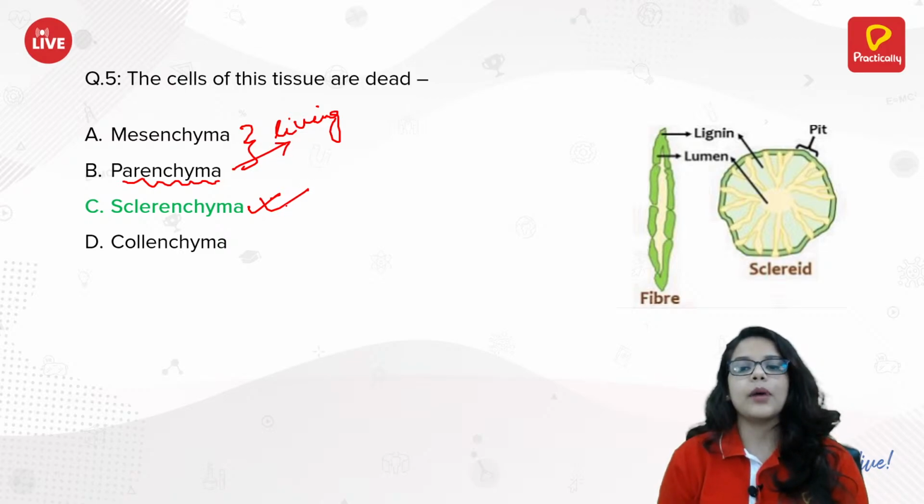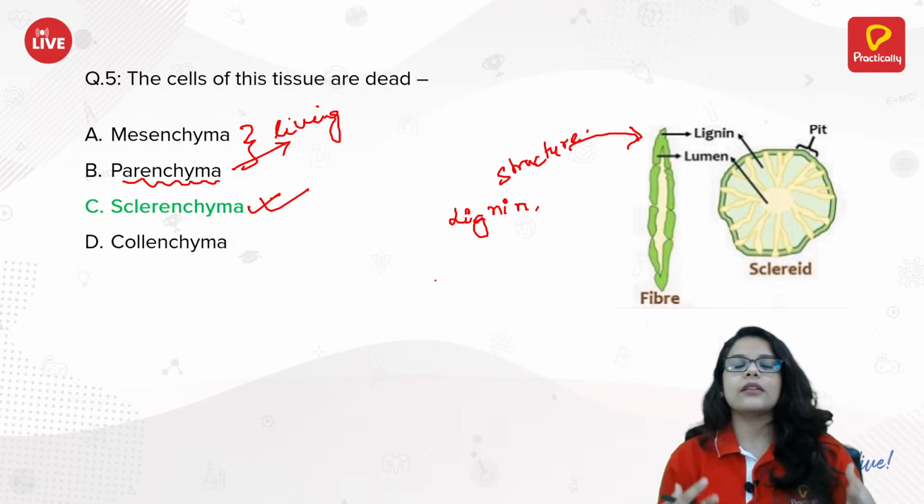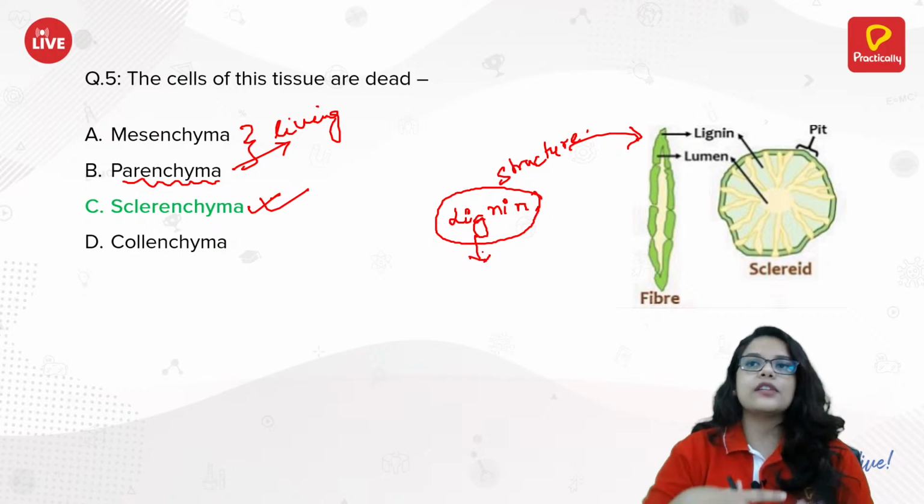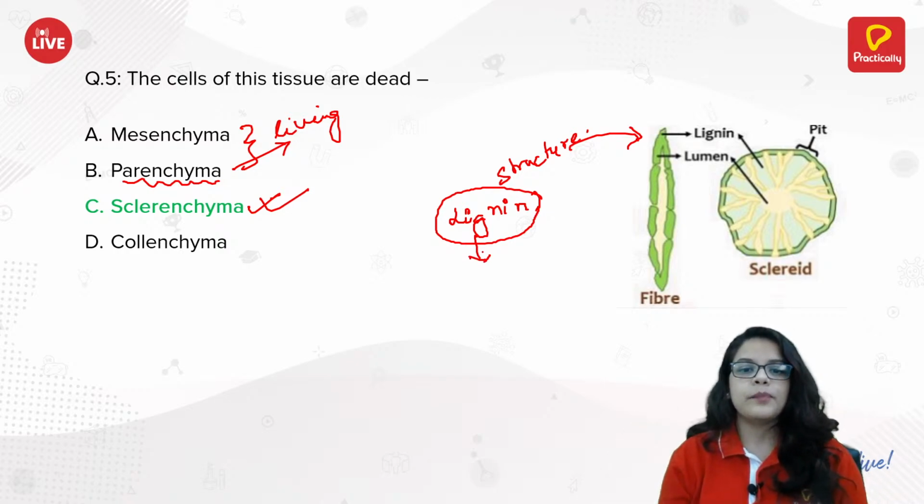But what is sclerenchyma? Now, sclerenchyma looks somewhat like this. This is the structure. Sclerenchyma has something called lignin. Lignin gives the strength which is needed by the cell. But after a point of time, after the cells have grown a bit, it does not further divide. It does not further grow. It rather dies.